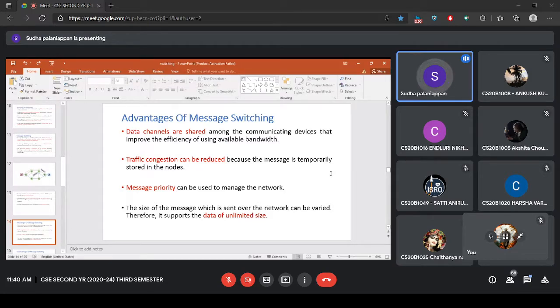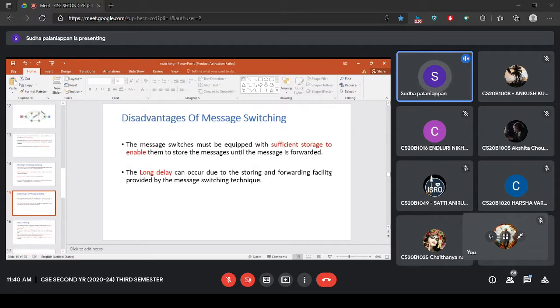Since the message is temporarily stored in nodes, the same point can be given as a disadvantage, since each node that has to carry the message needs resources. Message priority can be used to manage the network: whichever has the highest priority can be sent first, and the lowest priority next. The size of the message sent over the network can be varied, therefore it supports data of unlimited size.